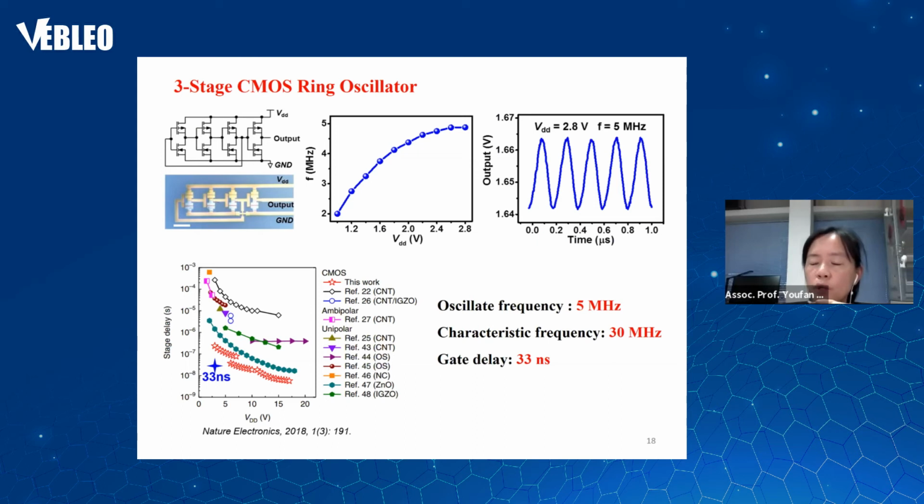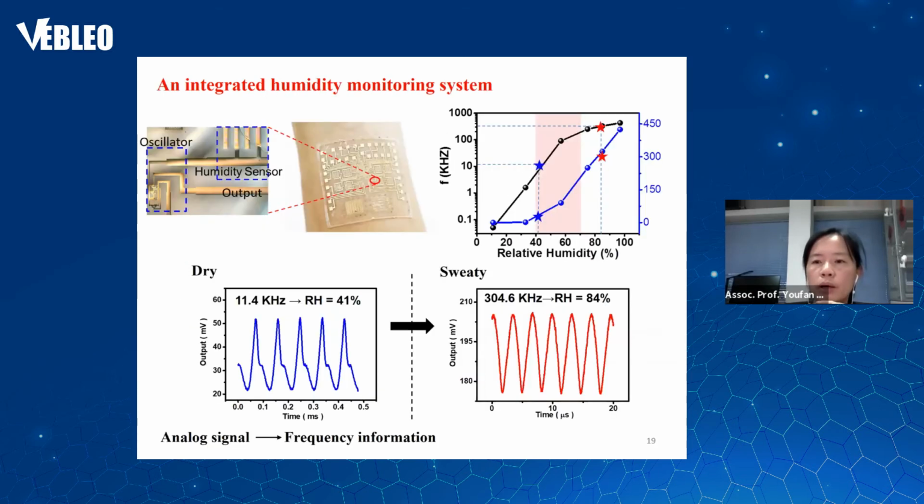This frequency is high enough to be in the high frequency working range of the RFID technology. So pushing the speed of the circuits to be in such a frequency range is very important for the wireless data transmission in the next step. And then we showed a very interesting demonstration.